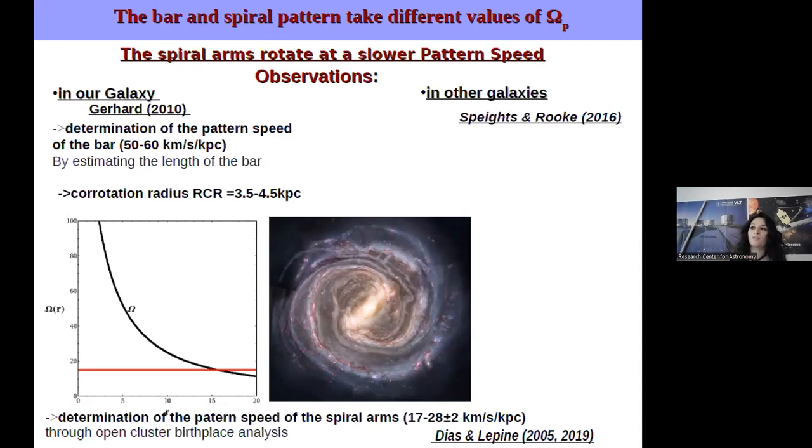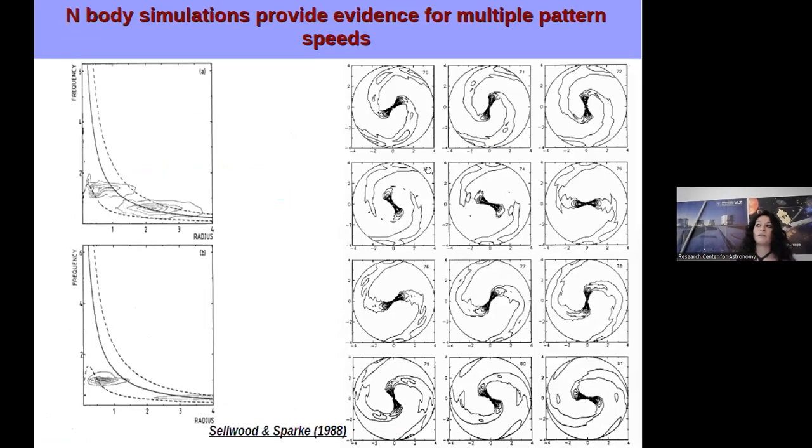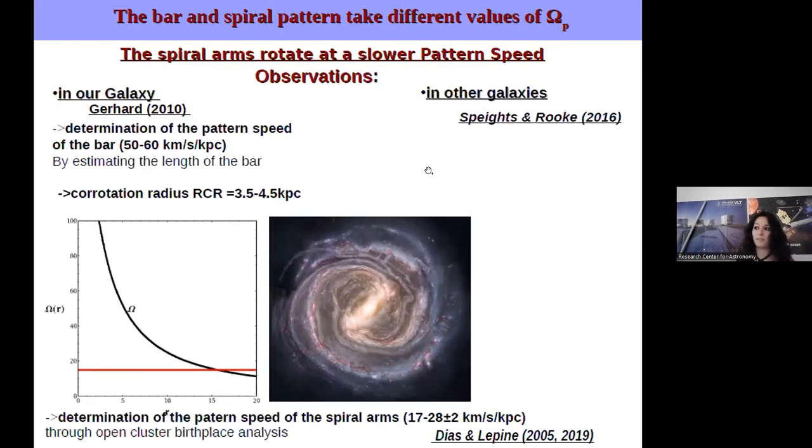This plot here can help us understand why, because the black curve is the angular velocity of the stars, and the red curve is the pattern speed, which is constant, of course. And the intersection of these two curves can give us the corotation radius. As a result, if we locate the corotation radius, we can have an estimation for the pattern speed of the bar.